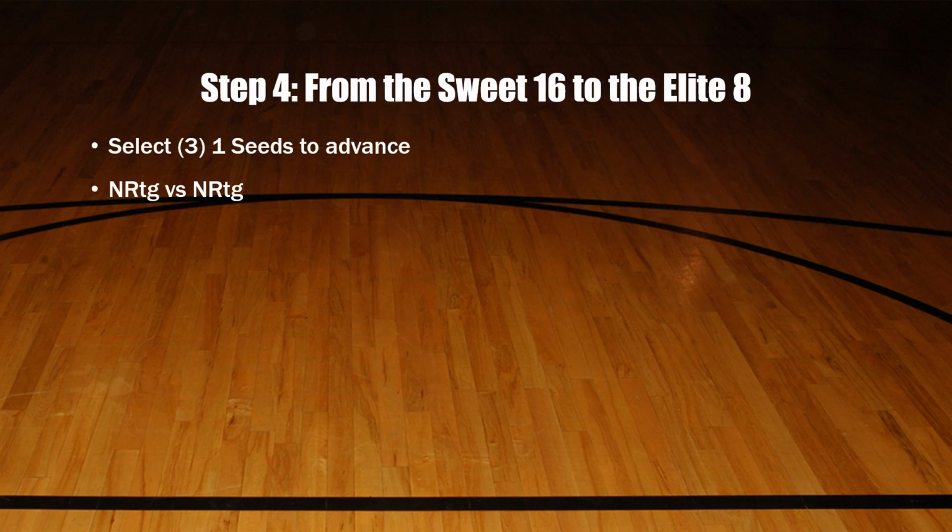So step 4, how do we go from the Sweet 16 to the Elite 8? Well, you're going to pick 3 1 seeds to advance. And this has occurred in 91% of all March Madness tournaments. Next, net rating versus net rating. This is where your net ratings take over. It's also the round where the upsets start to dwindle down, so comparing net ratings will be beneficial when determining winners in individual matchups. It's very important as it gets down to the nitty-gritty.